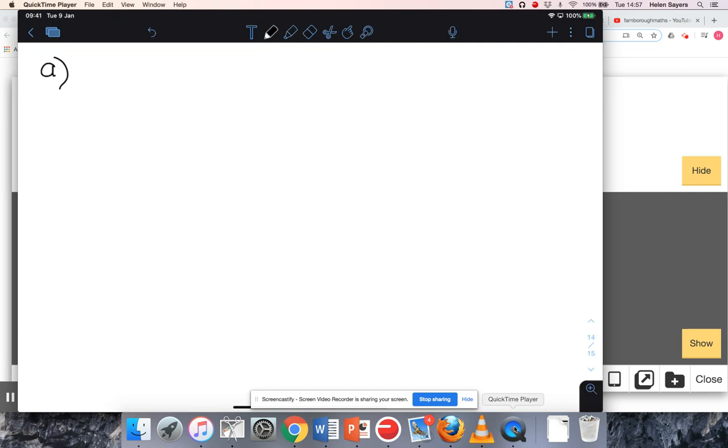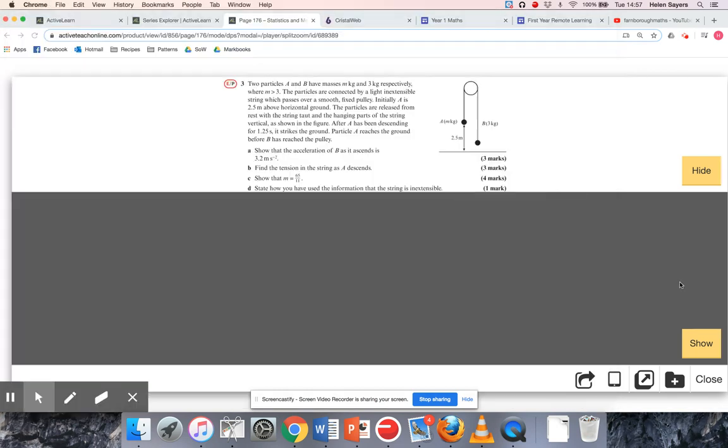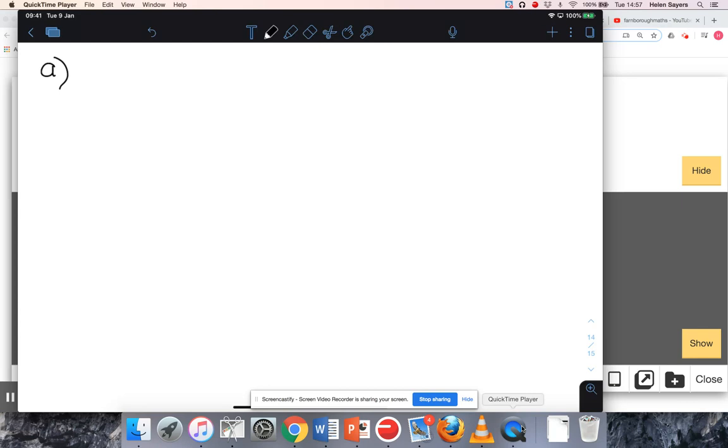They give me some information about the motion of A. Although the question asks for the acceleration of B as it ascends, as B goes up, that's going to be exactly the same as the acceleration of A as it descends. And they've given me information about how long it takes particle A to travel 2.5 meters. So I'm really looking at particle A, but the acceleration of particle A downwards is going to be the same as the acceleration of particle B upwards. And as this is a show that question, I really should make a note that I've acknowledged that.